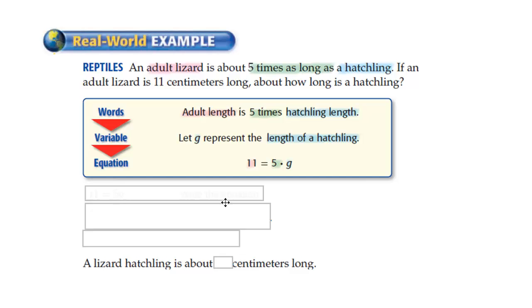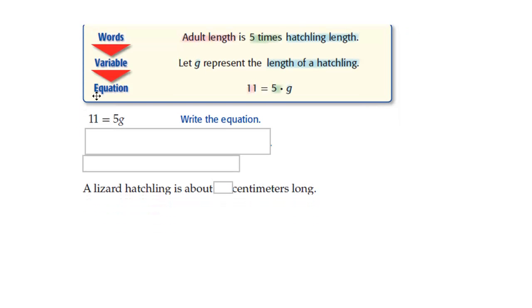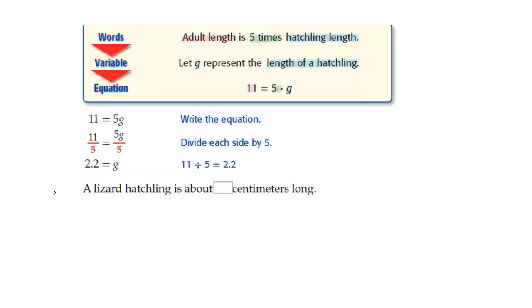So we know how to solve this now. Rather than just write an equation, we can follow this all the way through. Since 5 is multiplied by G, to do the opposite, we would divide both sides by 5. And we would end up with G equal to 11 over 5, which in decimal is 2.2. So that tells us that a lizard hatchling is about 2.2 centimeters long.